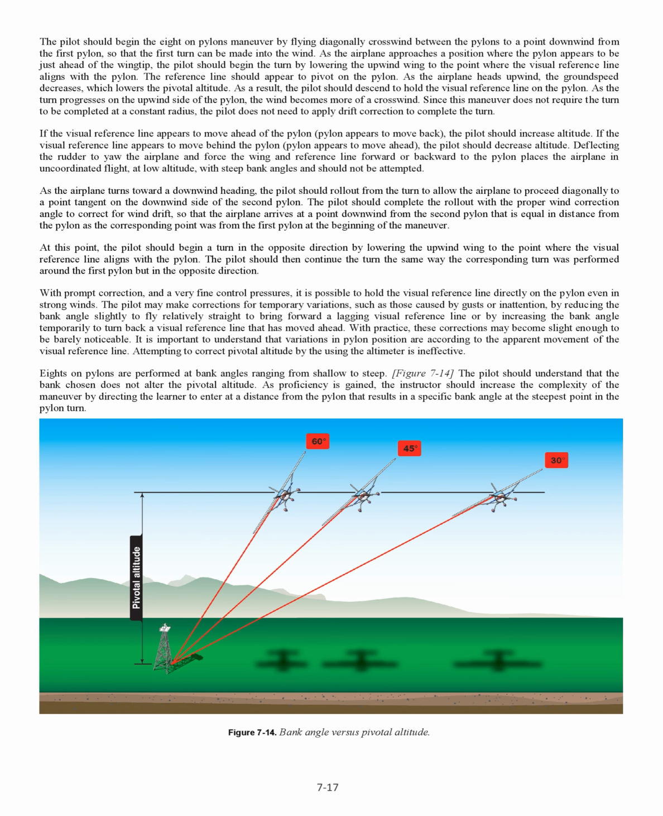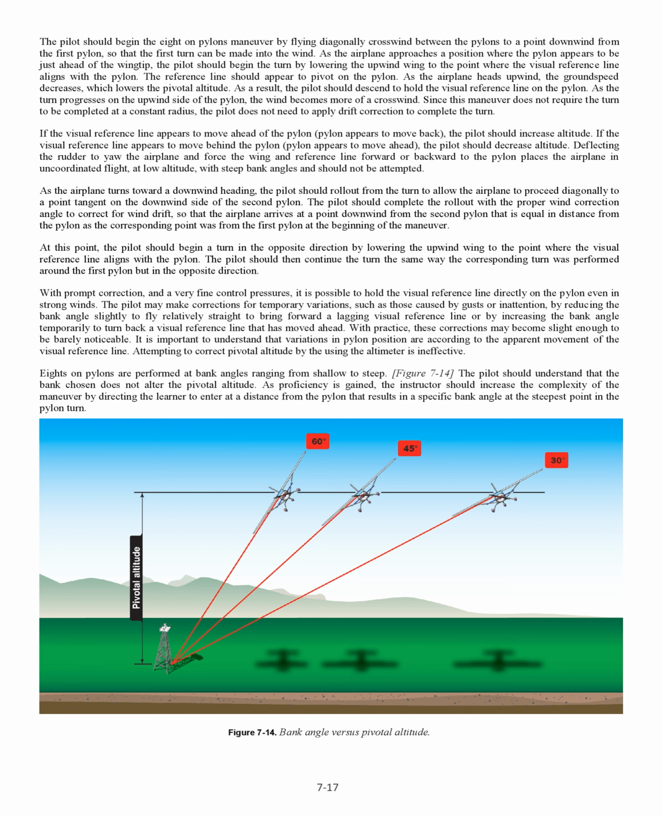As the airplane turns toward a downwind heading, the pilot should roll out from the turn to allow the airplane to proceed diagonally to a point tangent on the downwind side of the second pylon. The pilot should complete the rollout with the proper wind correction angle to correct for wind drift, so that the airplane arrives at a point downwind from the second pylon that is equal in distance from the pylon as the corresponding point was from the first pylon at the beginning of the maneuver.